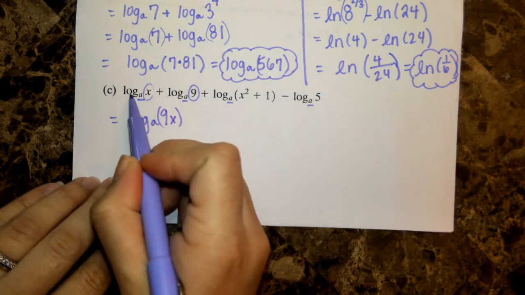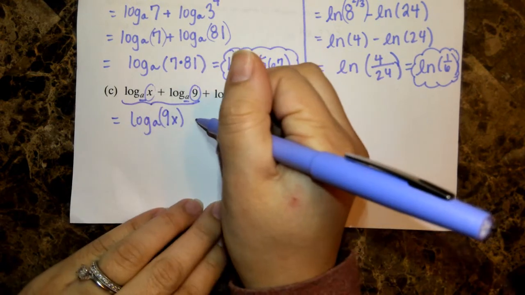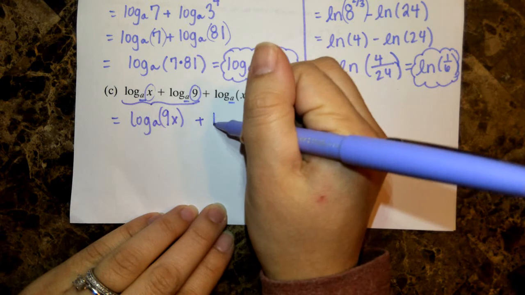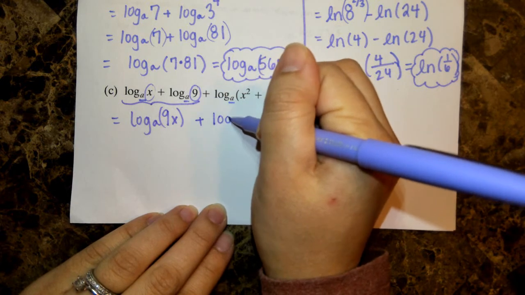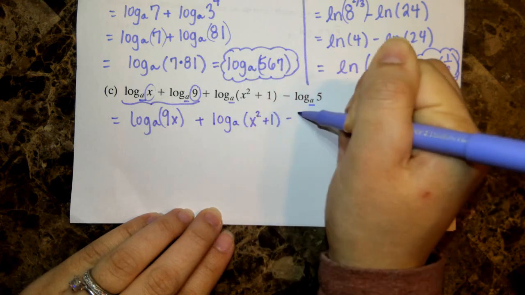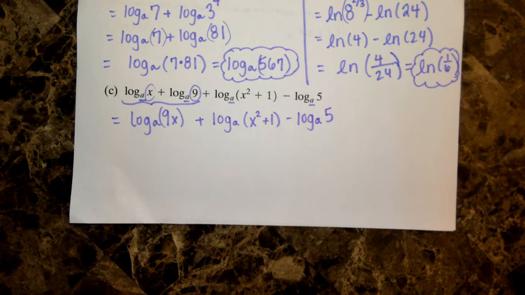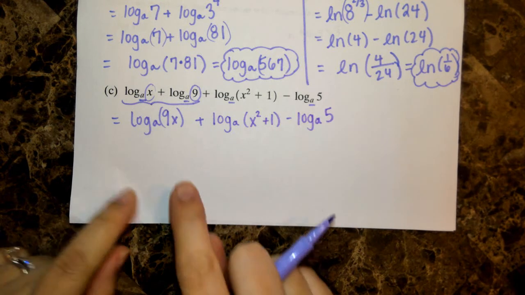And I've combined these 2 logarithms using our first property. I haven't done anything with the other expressions, so I'm just going to go ahead and rewrite those down, because I haven't done anything with them yet. Okay. All right. Once again, I'm going to do the same thing.